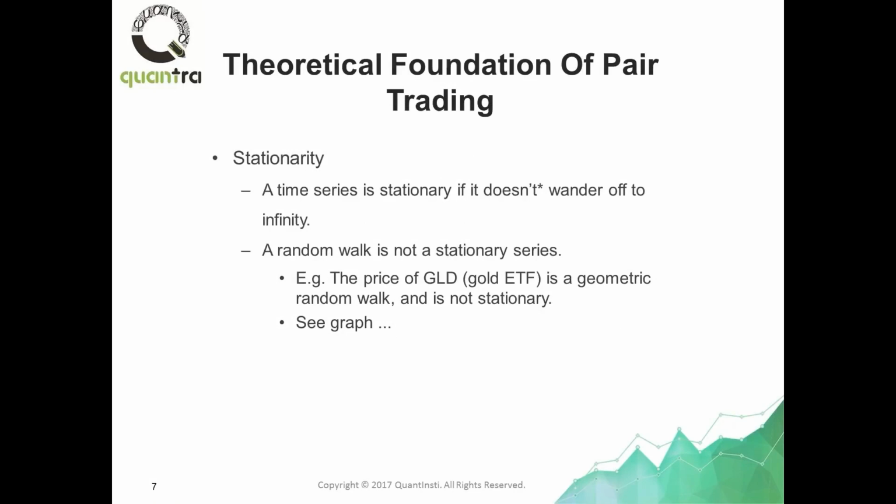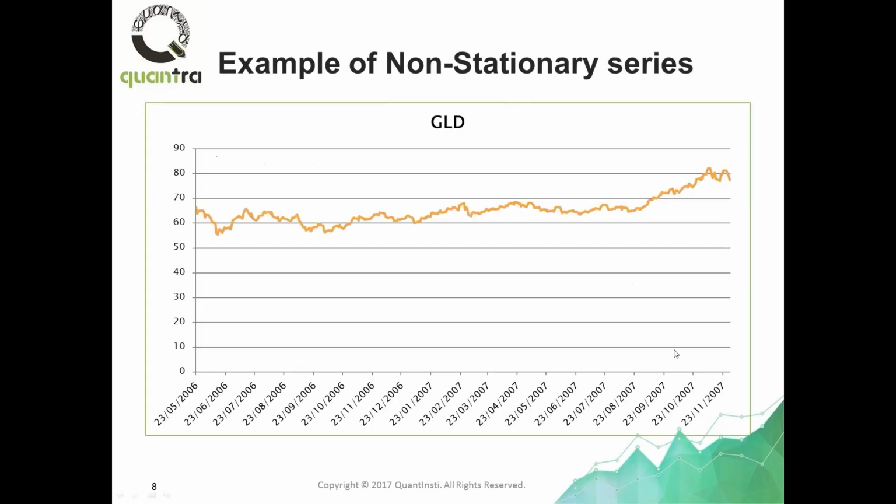We will discuss in a little bit what mean reversion means. But before we do that, we have to discuss the concept of stationarity, because stationarity forms the basis of mean reverting strategy. A time series is called stationary if it doesn't wander off to infinity as time goes on. Now, a random walk or a geometric random walk, for those who are sophisticated, is not a stationary time series.